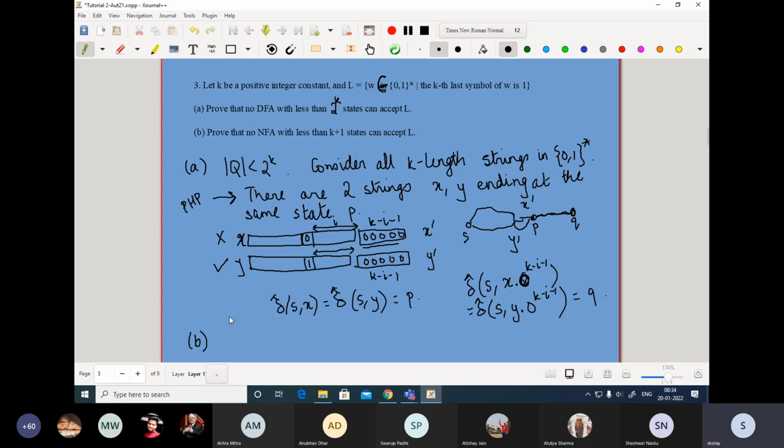So let me just assume that Q is less than K plus 1. So I'll just write it as less than or equal to K, which just means that there are 2 to the K subsets of Q. Okay, now can you do something?